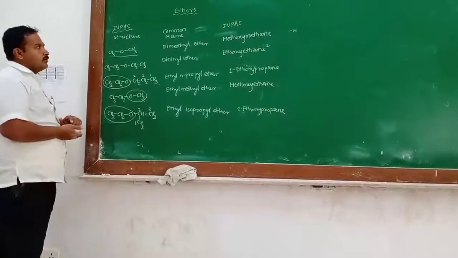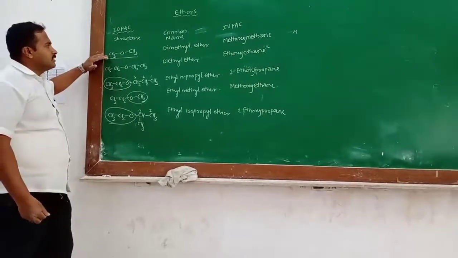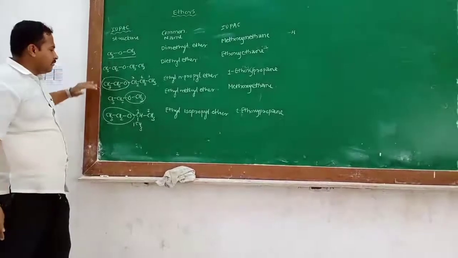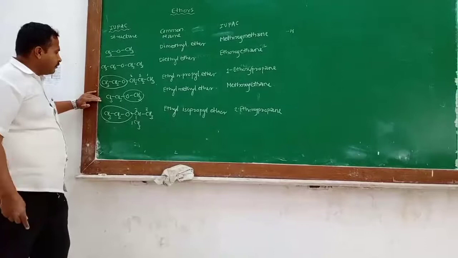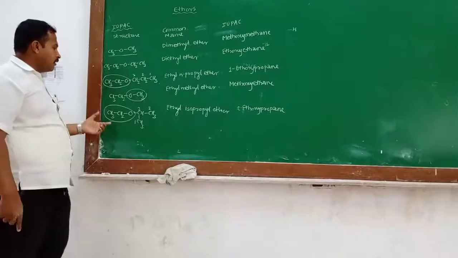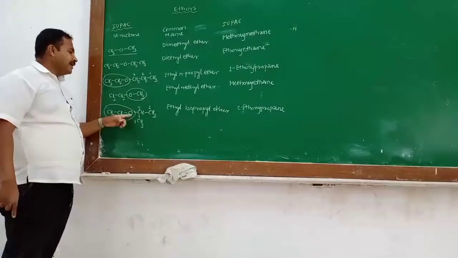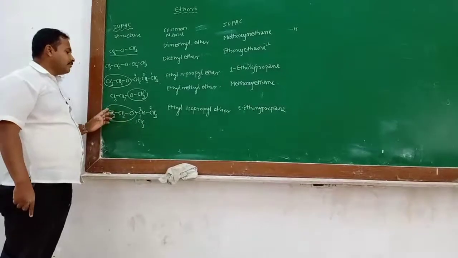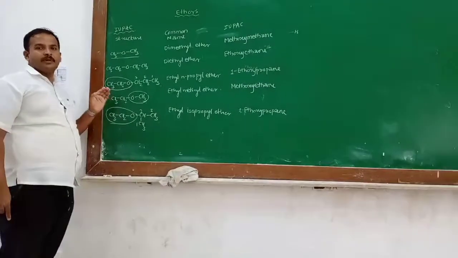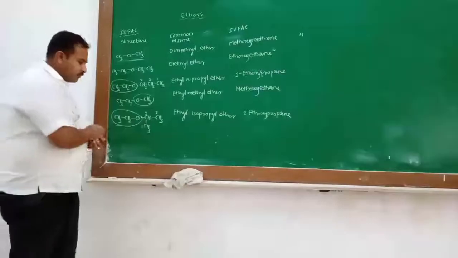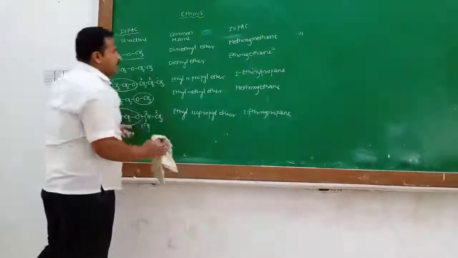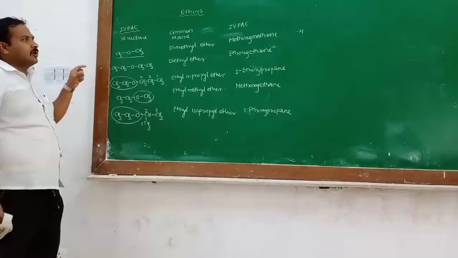Any doubt? When we consider simple ethers, it is alkoxy alkane. But if we take the example of an unsymmetrical ether, the alkoxy group contains fewer carbon atoms as compared to the parent chain, while the alkane contains more carbon atoms. Students, any doubt you can ask.